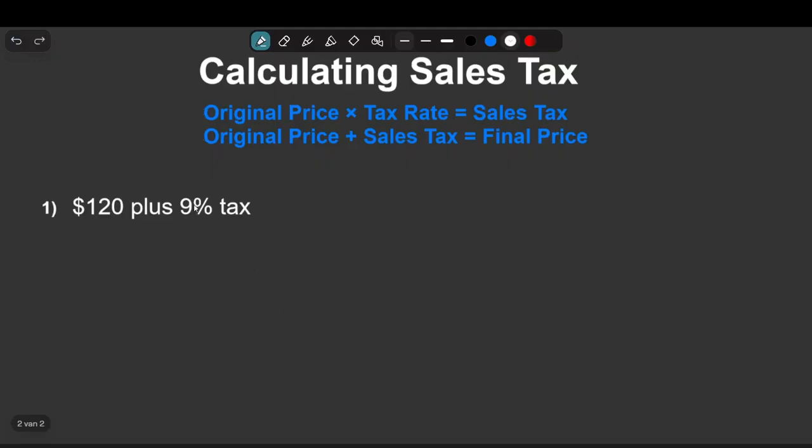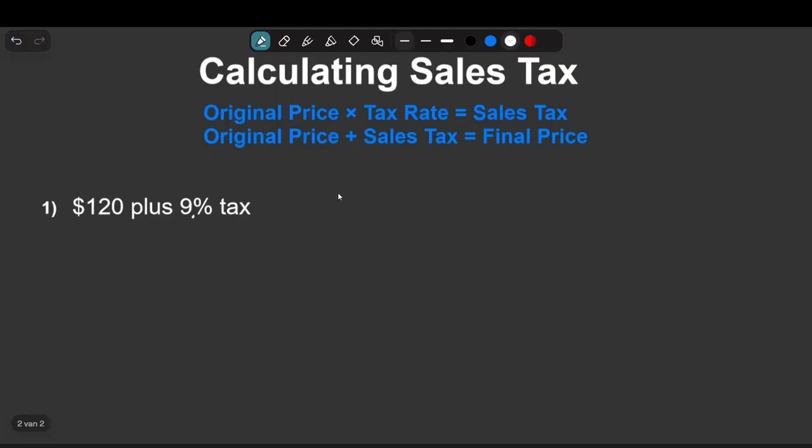As you can see, our price is $120 and we are going to pay 9% of taxes. So the first thing we want to do is make the percent into a decimal. With whole numbers, our decimal is going to be right here after the whole number. So what we need to do is divide our percent by 100 to turn it into a decimal. Also, you can just move the decimal to the left twice.